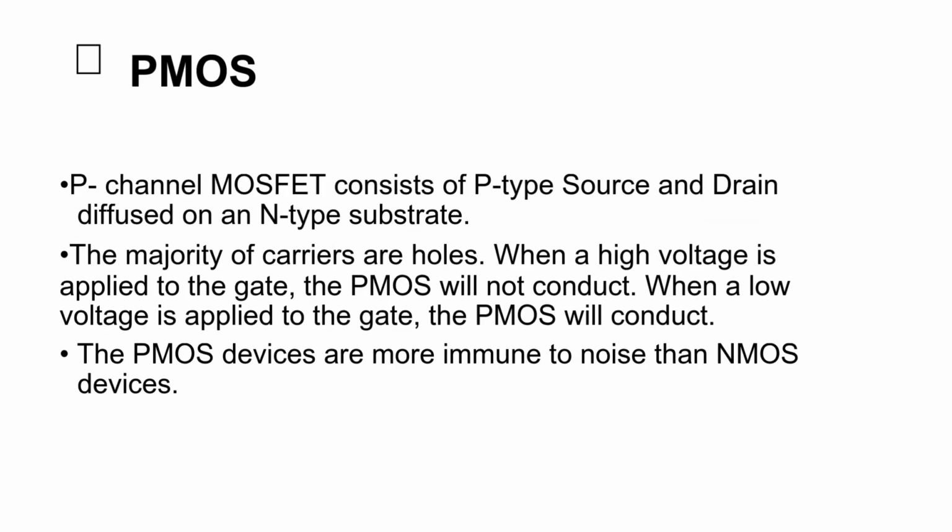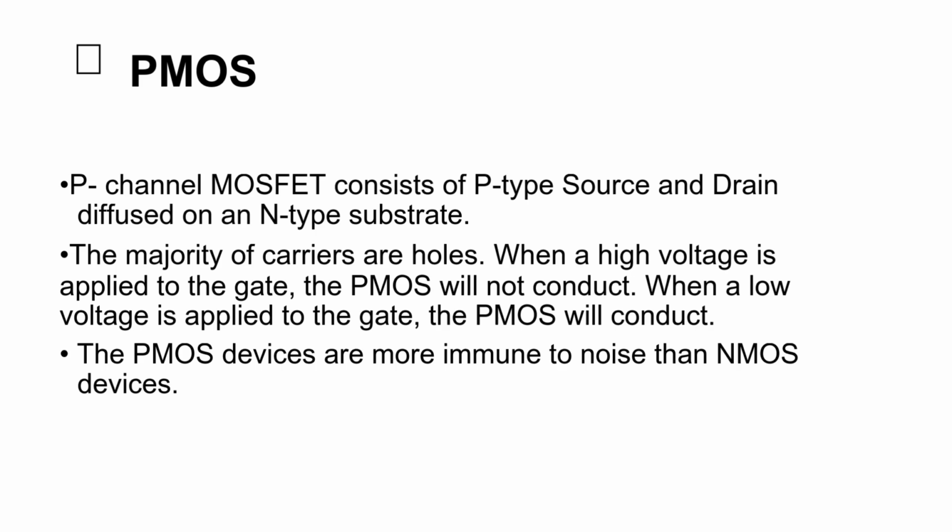Then PMOS transistors. PMOS transistors are made with P-type semiconductor material, which has a deficiency of electrons. That means there will be a greater number of holes. The PMOS transistors are activated when low voltage is applied to the gate, allowing current to flow between the drain and source. The PMOS transistors are generally slower than the NMOS transistors due to the lower mobility of holes.